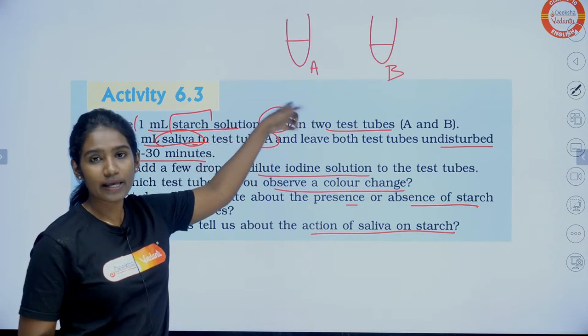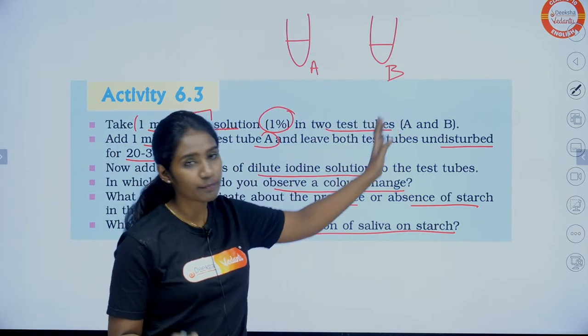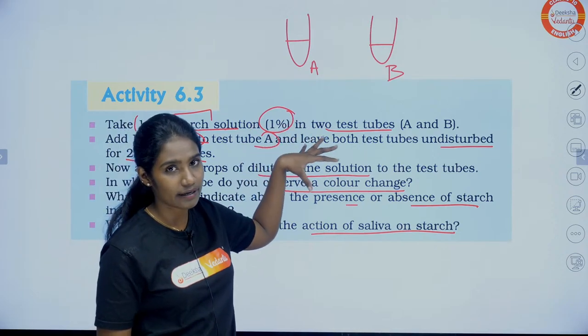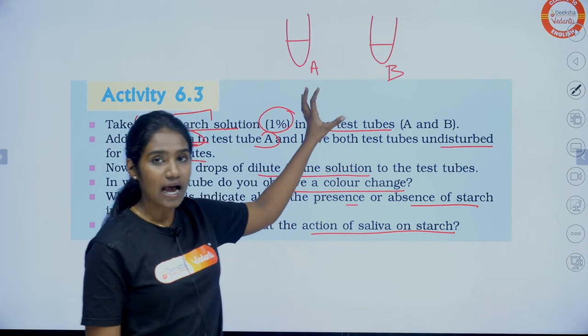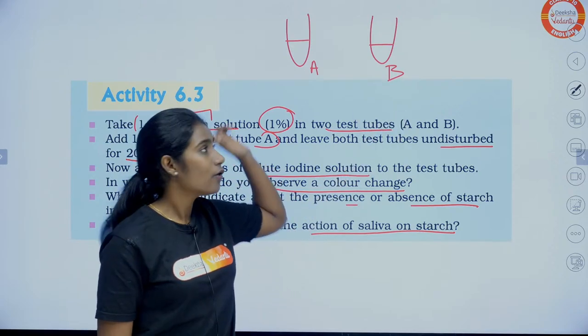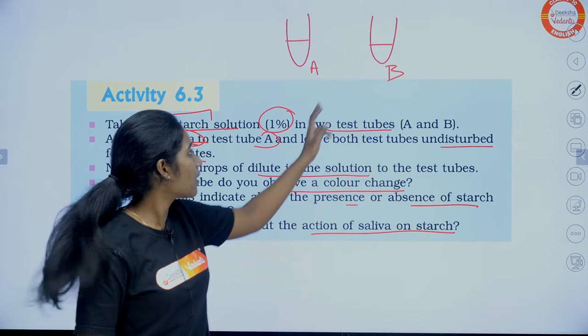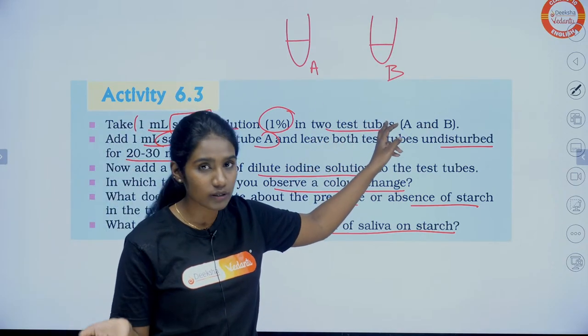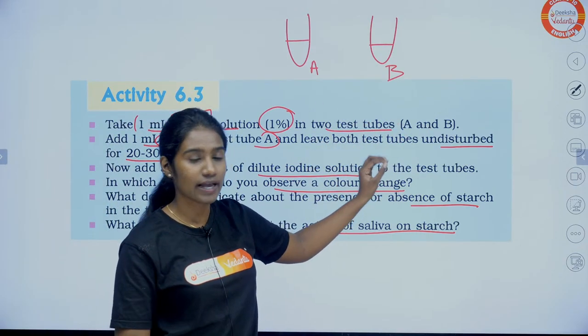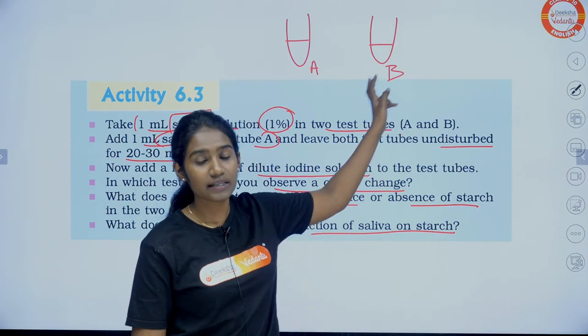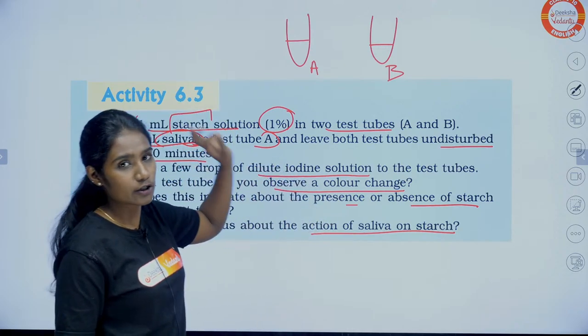So in test tube A there is salivary amylase. In test tube B salivary amylase is not there. So what happens? The starch is converted to maltose, which means that in test tube A there is no starch, instead there is maltose. Whereas in test tube B there is no salivary amylase, which means the starch remains as it is in test tube B.